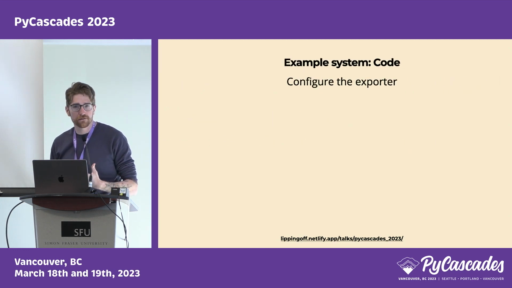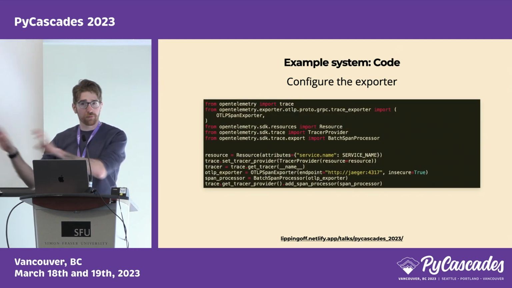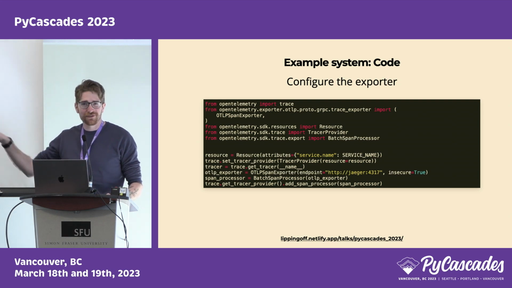So the first thing you have to do when you're setting up tracing with Jaeger is configure your exporter. This is a whole bunch of code, and I kind of just wanted to throw it all at you because it is a whole bunch of code. There's really no way around it.